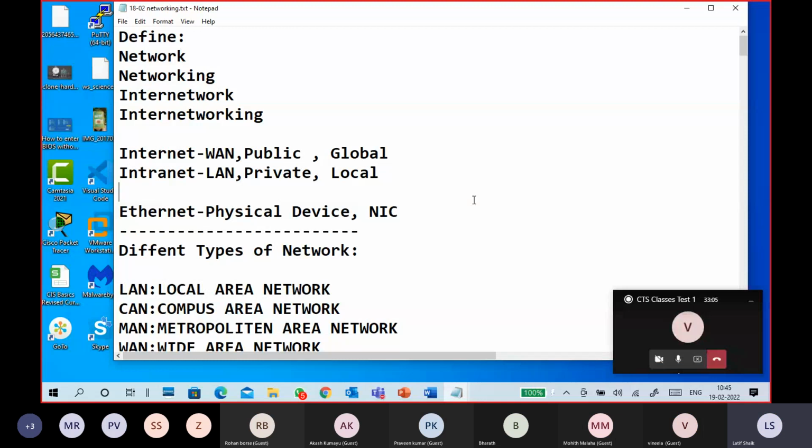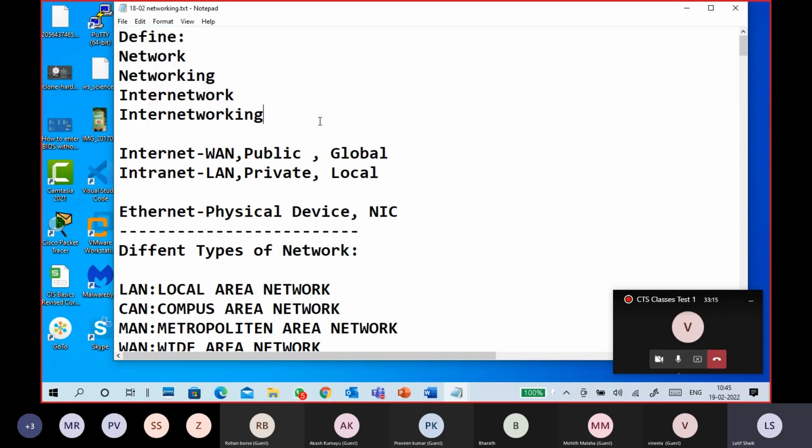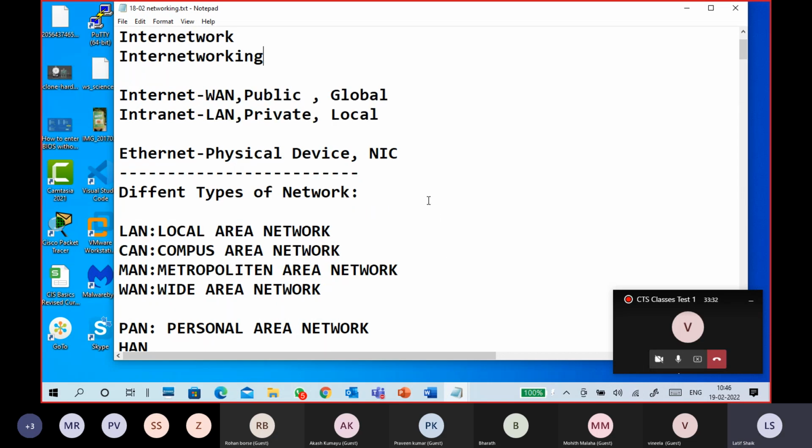Okay, yesterday we discussed from the starting of networking: what is a network, what is networking, internetworking, what is the internet, what is an intranet. So you are communicating to google.com through the internet. You are communicating to your local server, your domain controller, through the intranet. Understand that's the difference. So what is Ethernet? Ethernet is a NIC, a physical device which makes a connection between your device and the network.